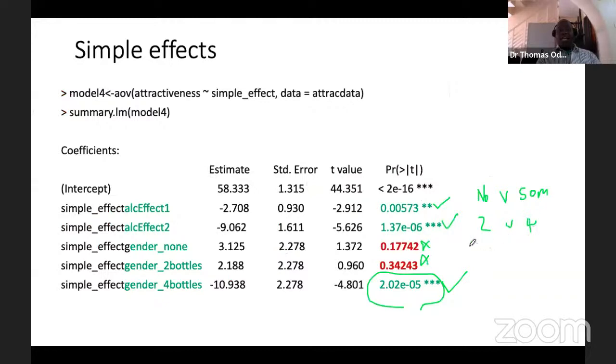And then gender none is we are comparing male and female if they did not take alcohol. If they did not take alcohol, male and female.